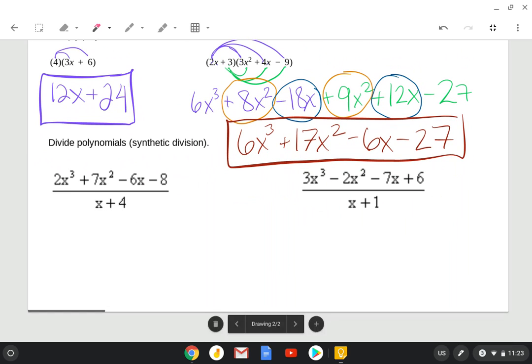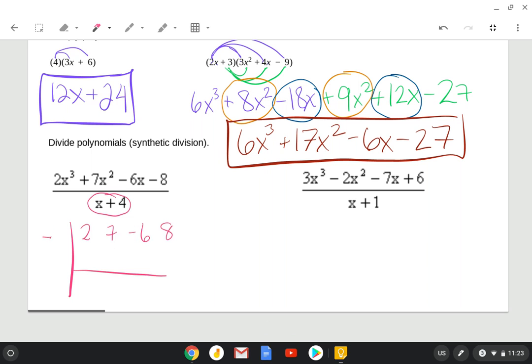Then we have divide polynomials. Here you're going to use synthetic division. We're going to put 2, 7, negative 6, and 8. And then because the zero of this is negative 4, that's the number that goes there. First step, bring down the 2. Negative 4 times 2 is negative 8. And this is the process. Go back and watch that lesson video if you need a refresher on how to do synthetic division.